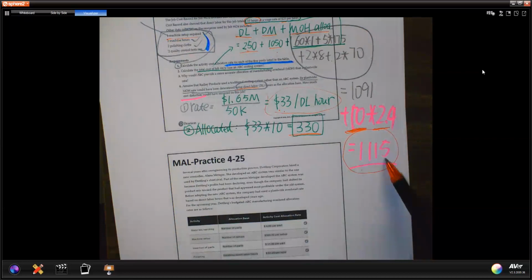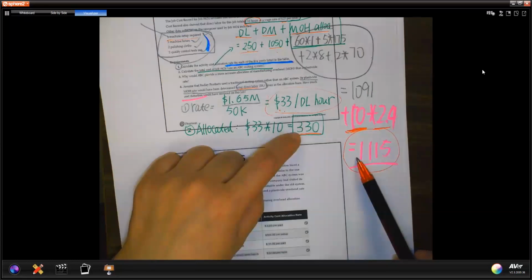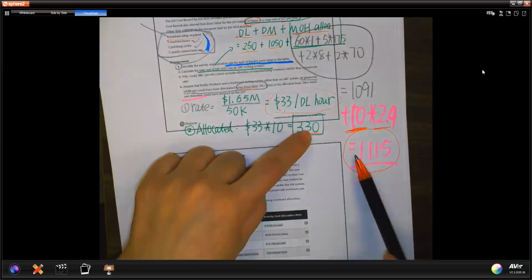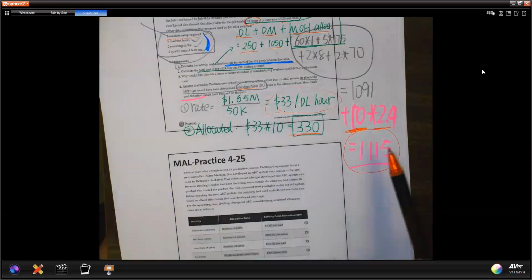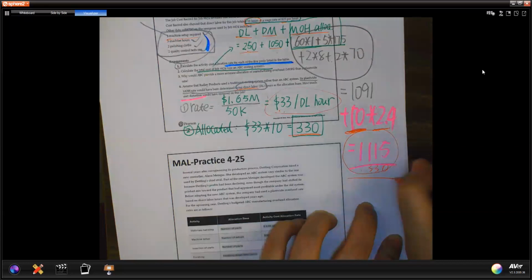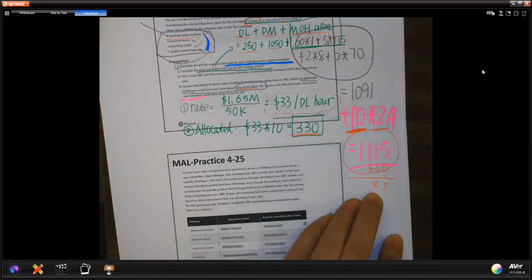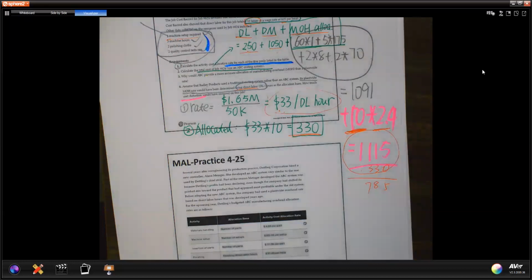So you can see this is a big difference. It tells you that the traditional method is not accurate, not at all, almost, right? So we have a cost distortion. The difference is 1115 minus 330, which gives me, goodness, am I right? $785, right? So this is our cost distortion. We under-allocate that much money.